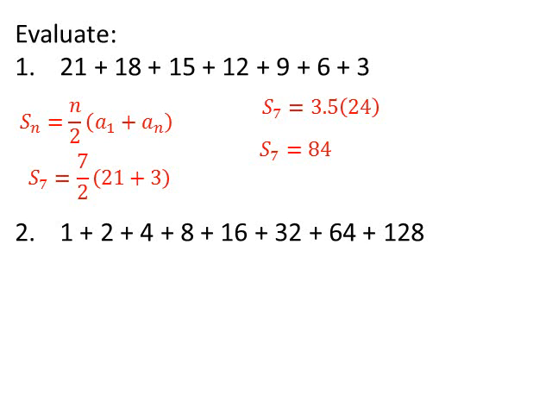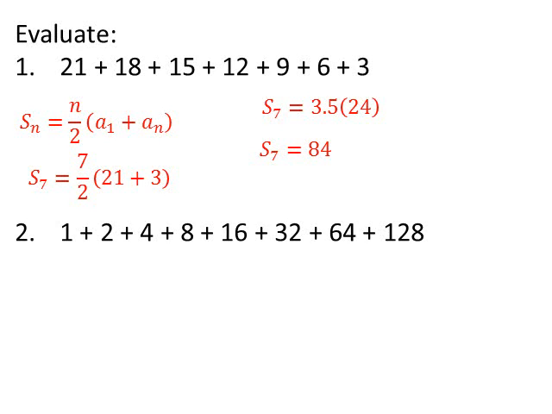For the second one, I again have to first determine if it's geometric or arithmetic. Now if it's arithmetic, that would imply that I add the same number every time to get to the next number in the sequence. And in this case, that's not the case. Because to get from 1 to 2, I add 1, but to get from 2 to 4, I have to add 2. That means it can't be arithmetic. So let me see if it's geometric.